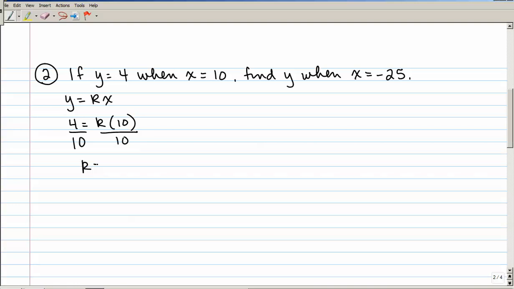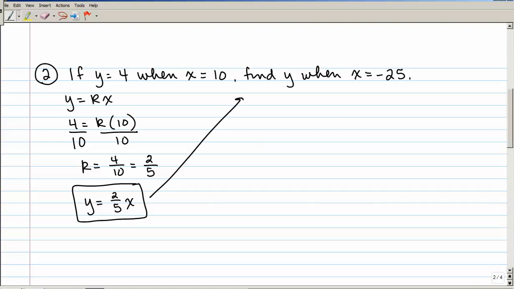So k is equal to 4 over 10. And let's reduce that to 2/5. That's not my answer. My final answer is y equals 2/5 x. And that is my direct variation equation. Now I'm going to use that equation to solve the problem, which is to find y when x equals negative 25. So y equals 2/5 x.